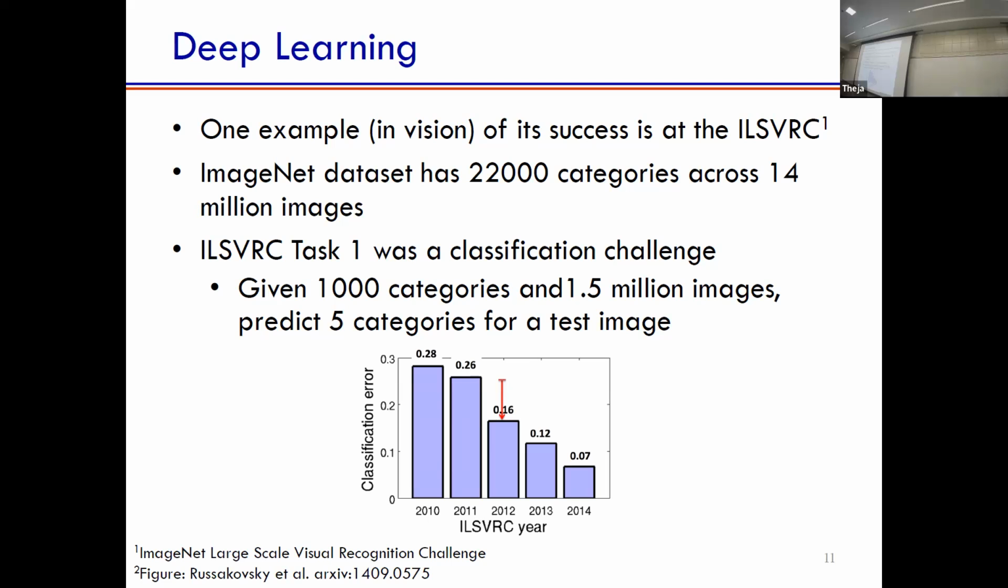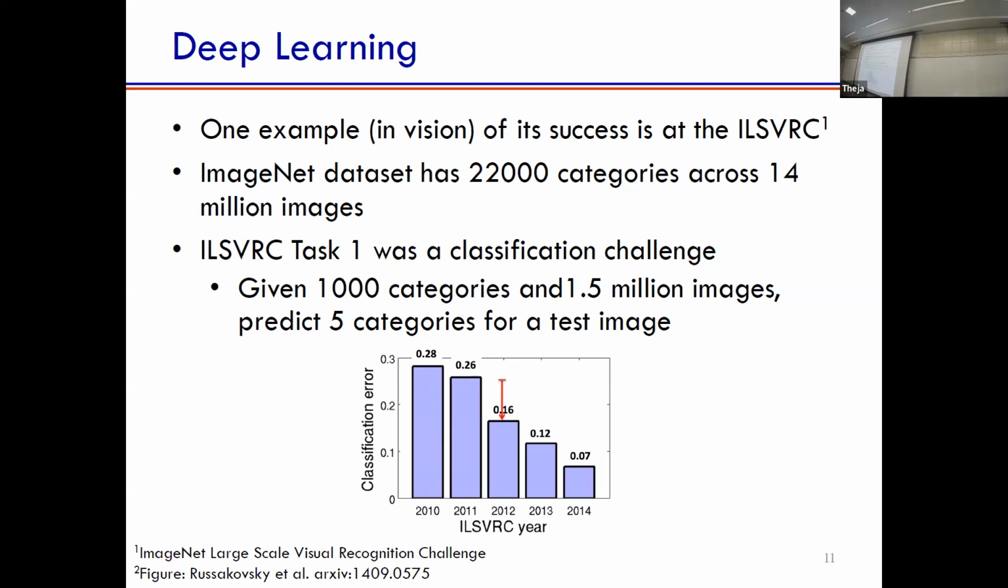Different teams are allowed to compete, different research teams and companies and so on. And this is showing the error as a function of years, the top performer in each year. And in 2012, there was a huge jump from 26% error to 16% error in absolute terms. So it's like 10 points less error in absolute terms. You may say, okay, 0.26 to 0.16 seems like a small difference, but it's a big jump. This was enabled by a neural network architecture.